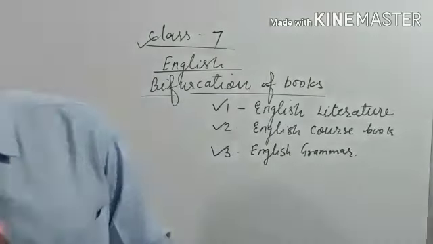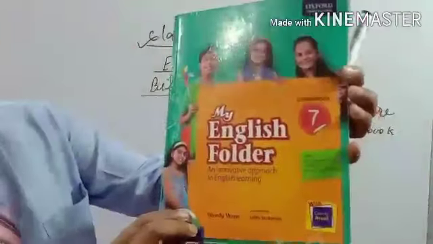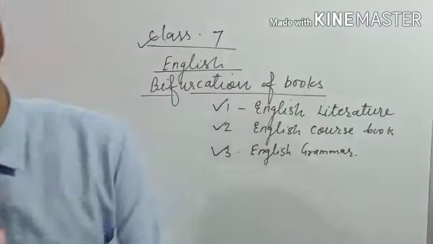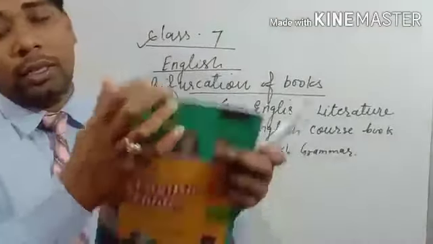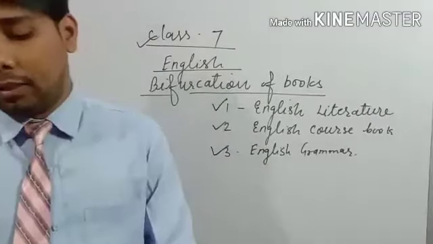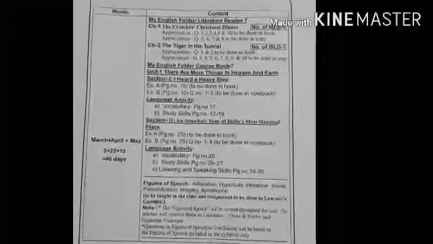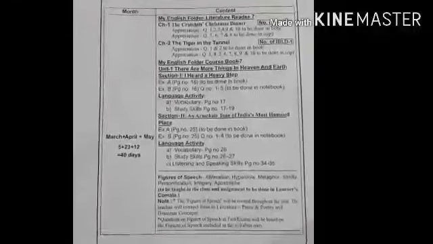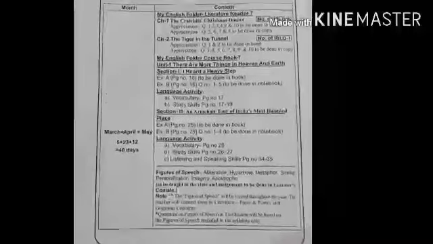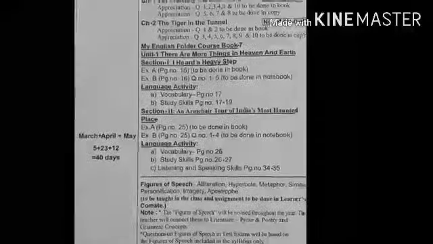I want to show you the book. This is the English course book you have to study, and the second one is the English literature book. And I want to show you the syllabus of English class 7. Dear students, this is your syllabus, English literature 7th. The syllabus is for March, April and May. Take screenshots or note it down carefully.